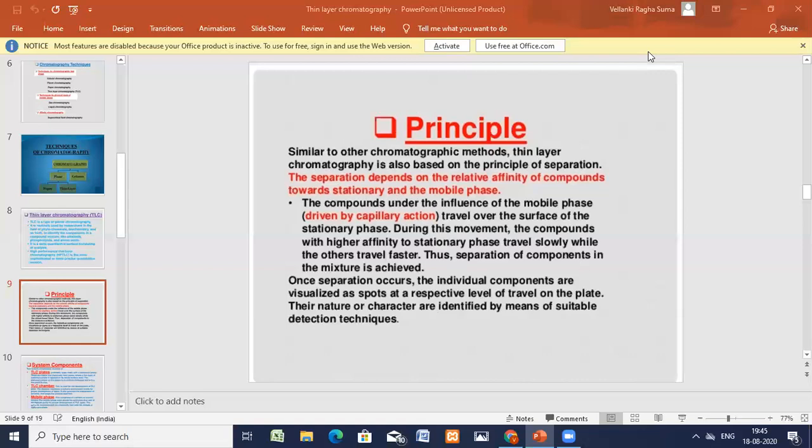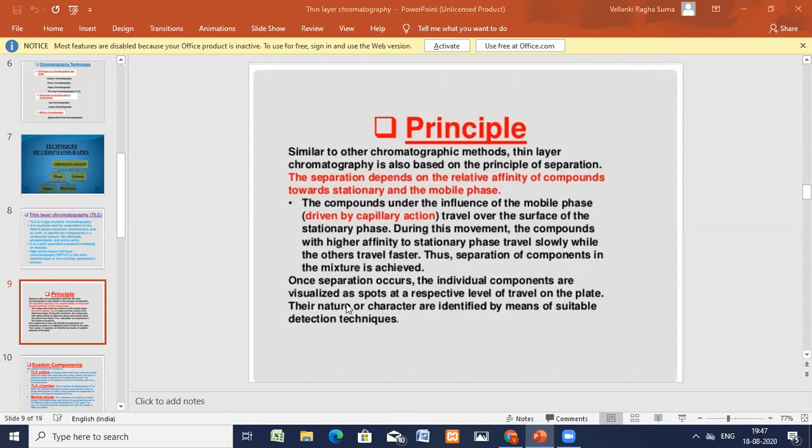So depending on them, thin layer chromatography has more advantages, not only in the principle but also in the equipment. It is more advantageous. Equipment is very simple. Chromatogram development time is much shorter, almost about 1 hour.